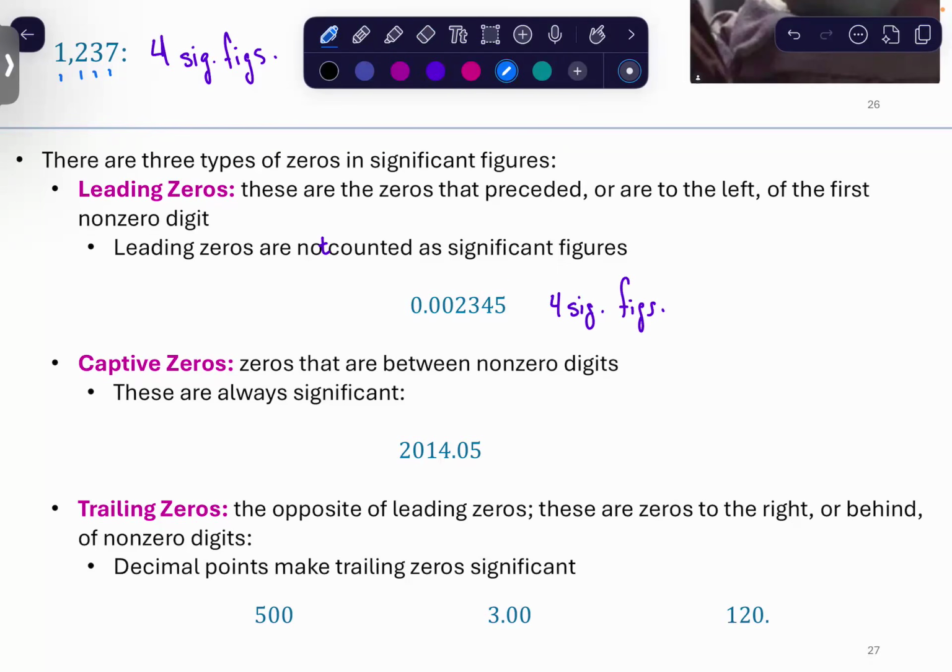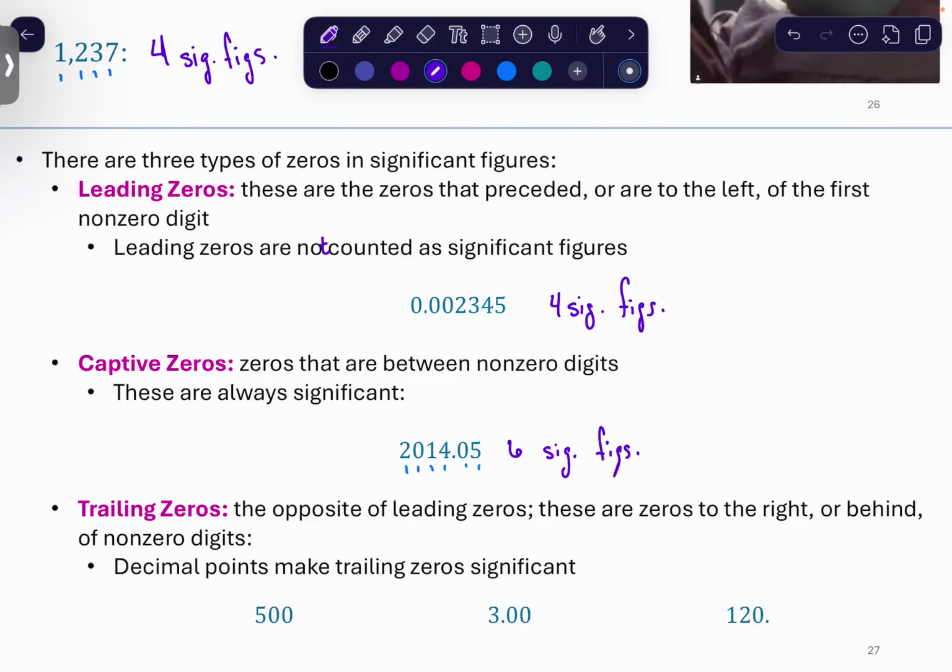Captive zeros. So those are going to be zeros between non-zero integers. And so if you look at this one, 2014.05, we have 1, 2, 3, 4, 5, 6, or six significant figures. So your captive zeros are always going to be significant.